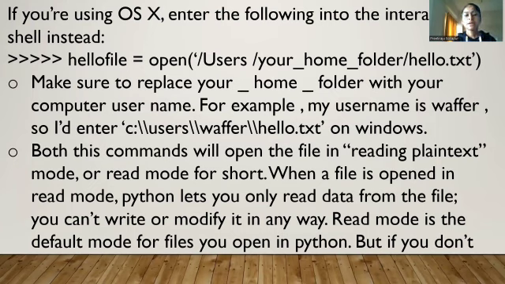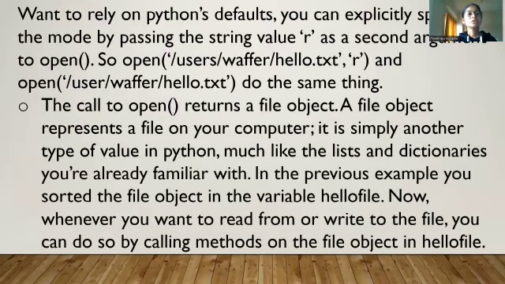When a file is open in read mode, Python lets you only read data from the file. You can't write or modify it in any way. Read mode is the default mode for files you open in Python. But if you don't want to rely on Python's default, you can explicitly specify the mode by passing the string value r as the second argument to open.